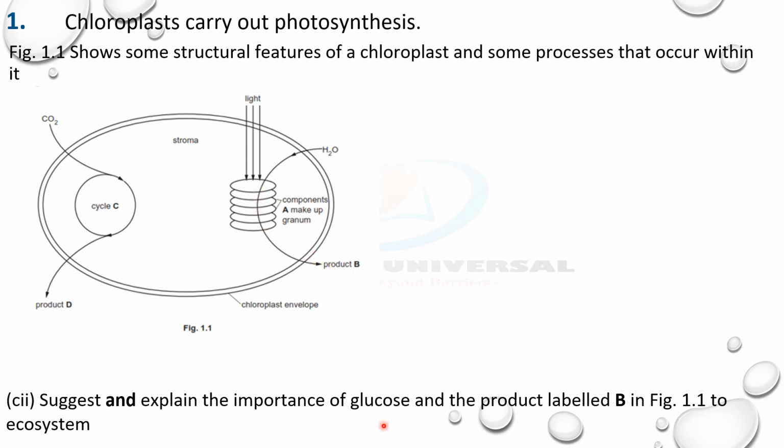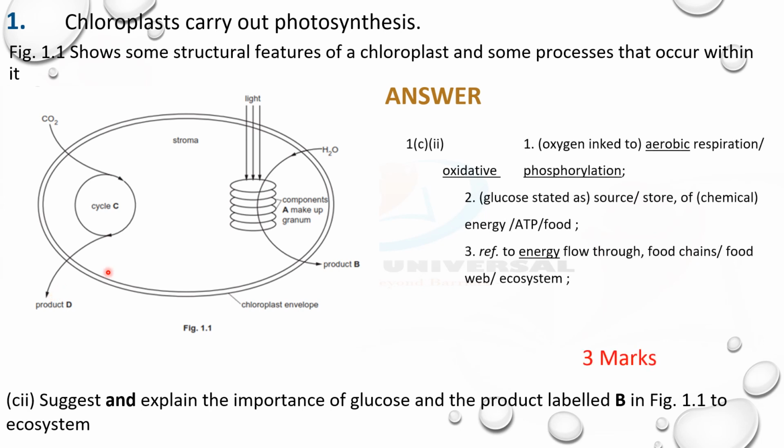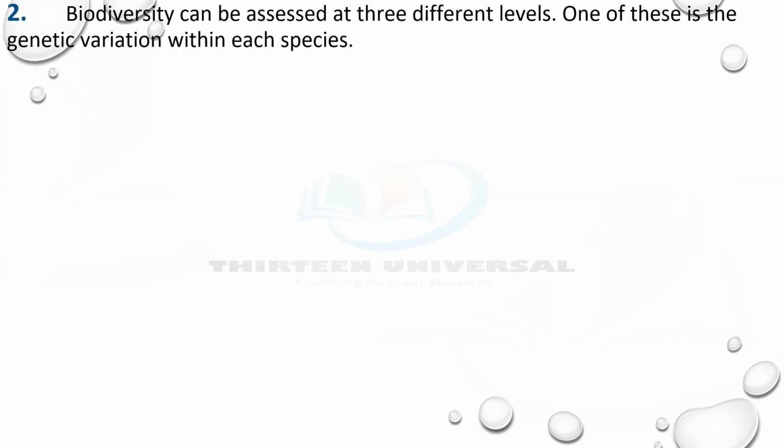So look at glucose. Glucose, of course, is a store or source of chemical energy that is released for growth and for other cellular reactions. So let's look at what the mark scheme says. Oxygen was connected to aerobic respiration or oxidative phosphorylation. Glucose stated as a source or store of chemical energy, ATP. Energy flow through food chain. That's another thing you can add there. Is that okay? Let's go to the next question.